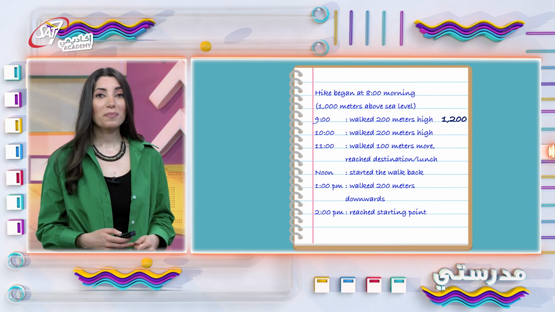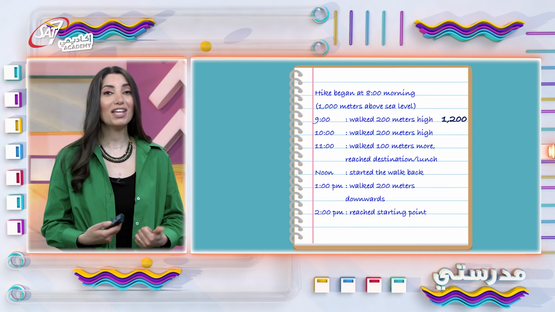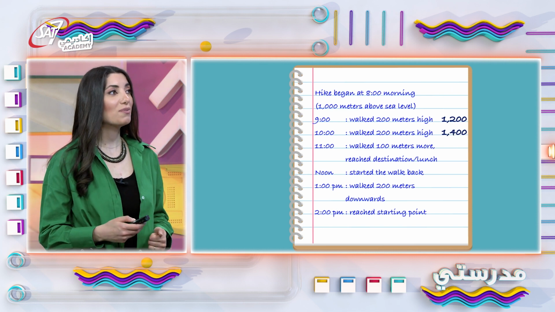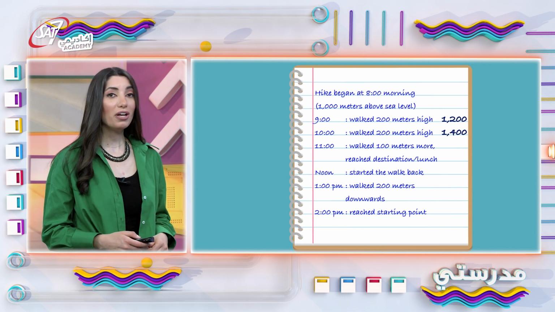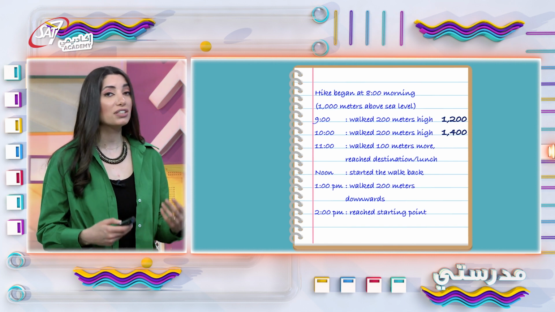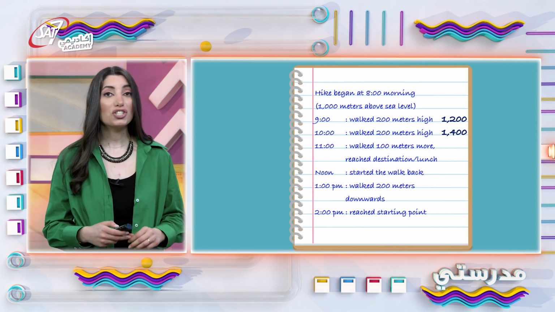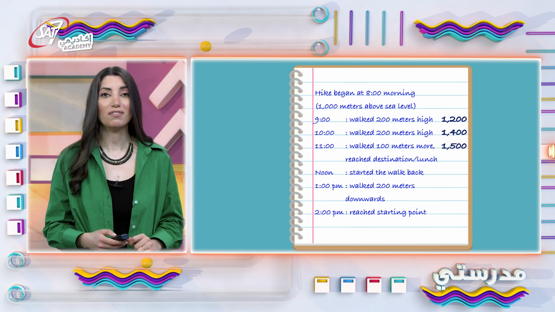At 10 o'clock, they walked another 200 meters higher. So how high did they reach? 1,400 meters above sea level. At 11 o'clock, the family walked 100 meters higher, and they reached their destination. So they stopped for lunch at 1,500 meters above sea level.